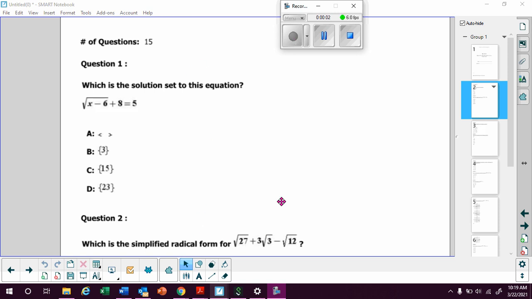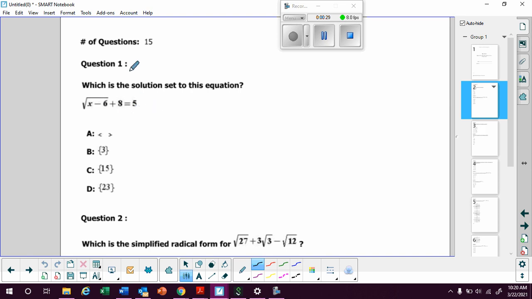I'm going to go through the practice test today, and hopefully you guys will be able to follow through and get it done for the test. So the first one is, which is the best solution set for this equation? They gave you the square root of x minus 6 plus 8 equals 5. So whenever you have questions like this, just go ahead and use Desmos and graph it.